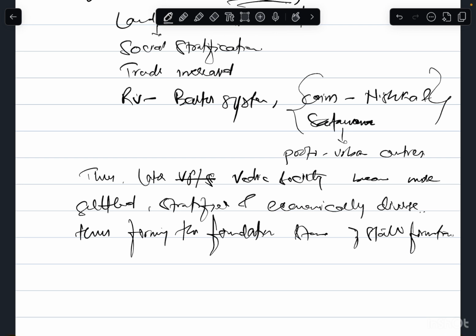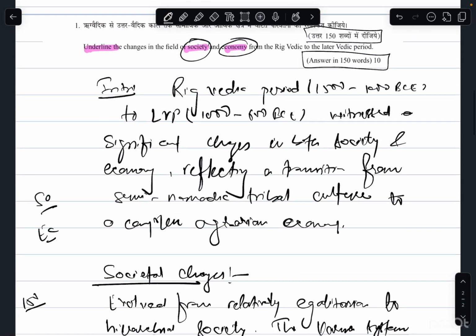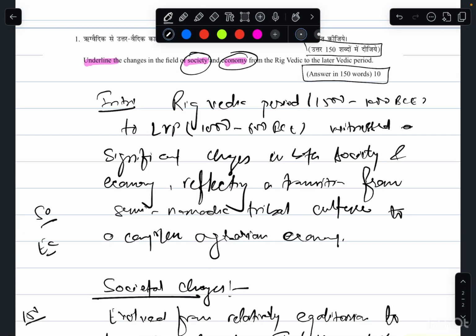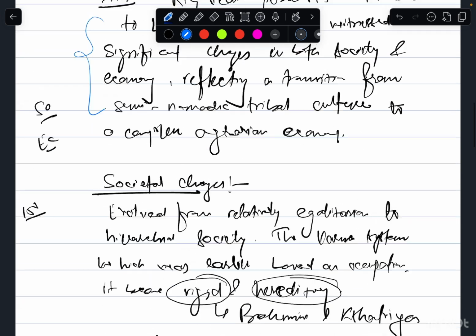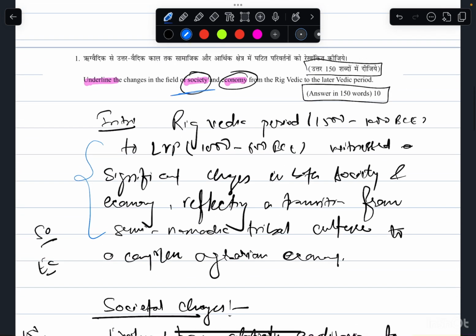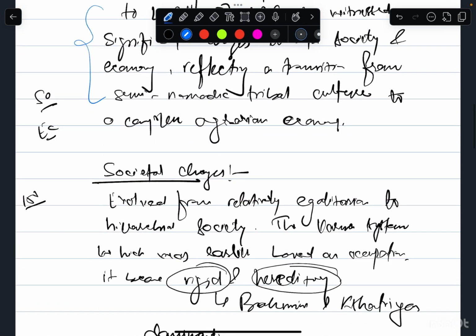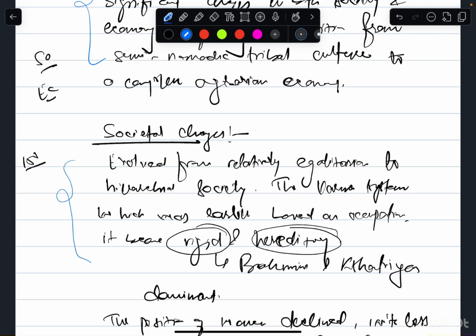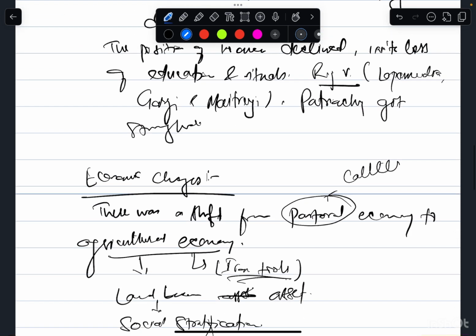So that's what we find here in this entire question. You see, we came up with the intro part, we wrote down the intro. In the intro, we gave the idea of what we are going to write about. Then the two prominent things that the question was demanding: society and economic terms. So societal changes, we discussed all the societal changes, and then economic changes.